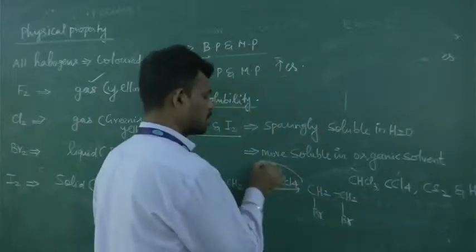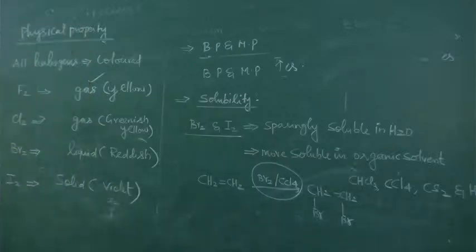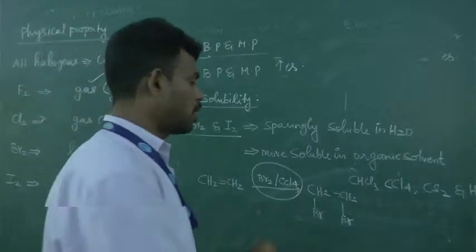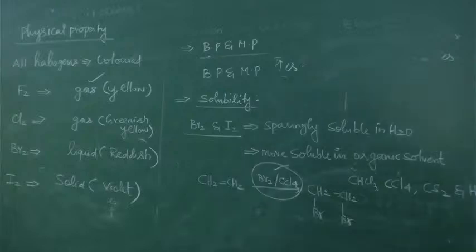Please note this. Br2 is more soluble in CCl4. Correlate it. Don't blindly read this. Where will we use this? We have done bromination. In that, what solvent do they generally use? Chloroform, or CCl4, or carbon disulfide. Mostly CCl4. Is it clear?